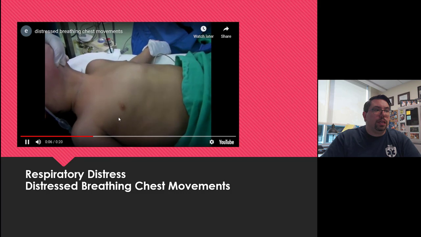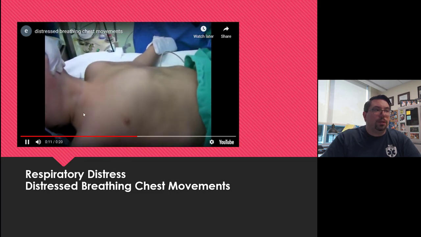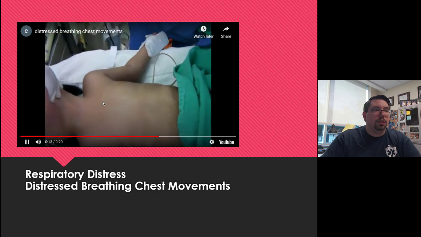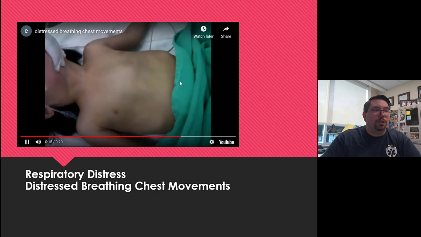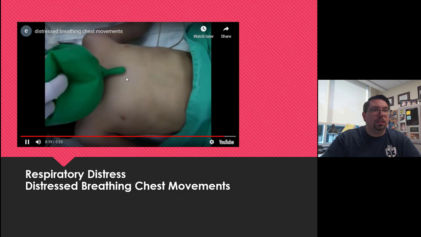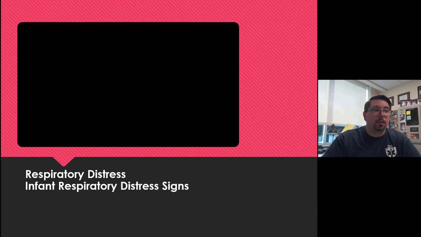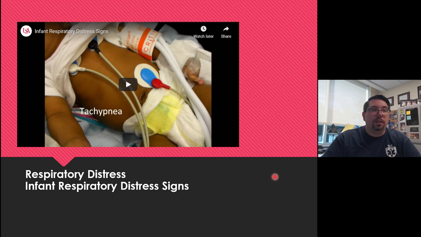Here again you can notice the muscles that are pulling against the chest. Again you can see where they're sucking down into the clavicles, around the neck, and then you're noticing that seesaw. The belly goes out, chest goes in, belly goes out, chest goes in. There's different components. This is a very significant amount of respiratory distress. Truly, I would argue this is verging on the point of respiratory failure. Let's take a look at an infant as well.